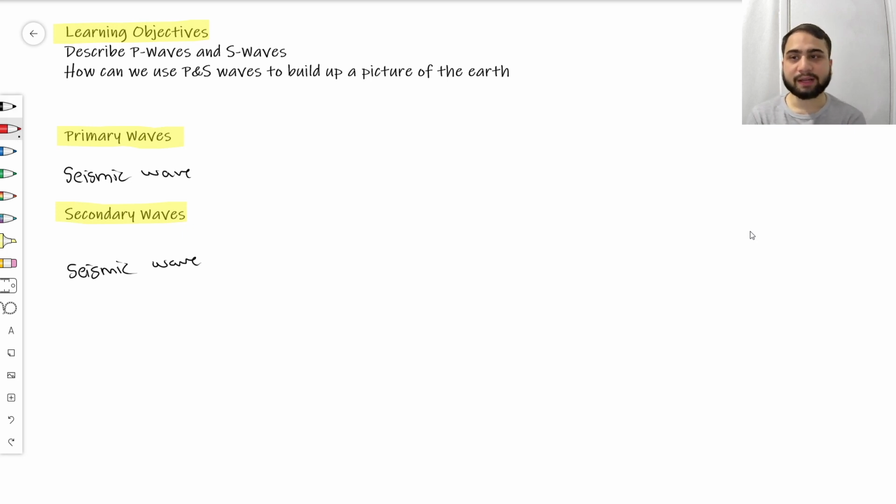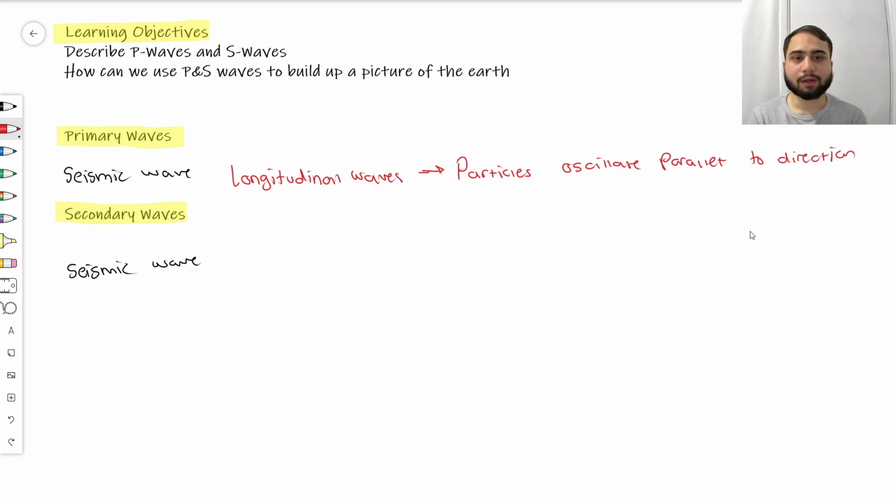Now, P waves are longitudinal waves. If we remember our definition for longitudinal, that's when particles oscillate parallel to the direction of energy transfer. And so our secondary waves are transverse waves.